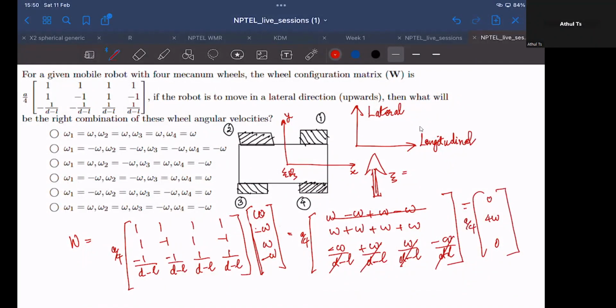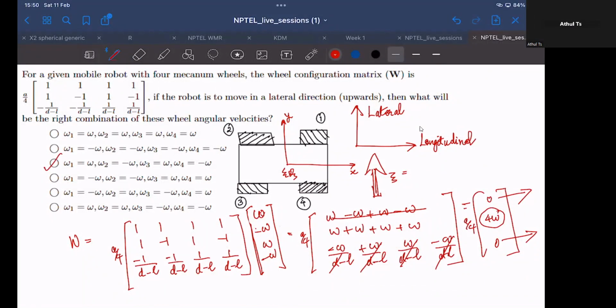So this is as per our requirement. The velocity along the longitudinal direction is 0, and the rotational angular velocity is also 0. We only have a non-zero component along the lateral direction. So in this case, the third answer is indeed correct. We don't even have to check out the other cases.